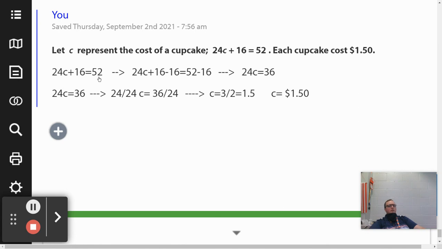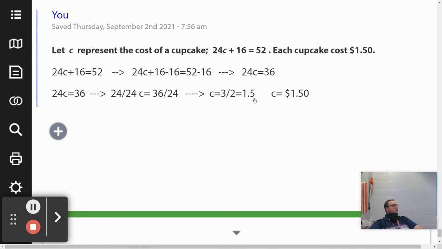Now I just start solving this equation. I subtract the 16 from both sides. Combine my like terms. I get 24C equals 36. With 24C equals 36, I have to divide both sides by 24. That is the division property of equality. That gives me 36 divided by 24, which is 3 over 2, which is 1.5.